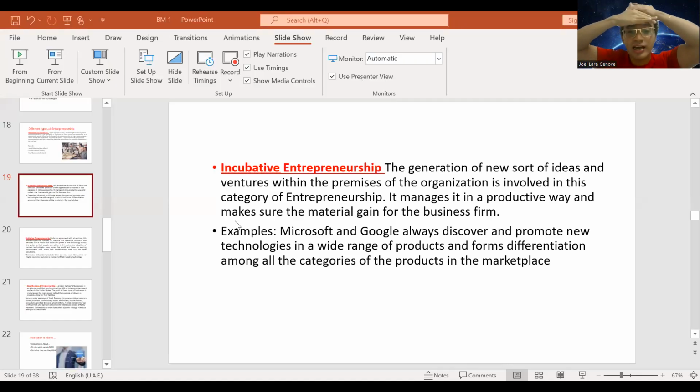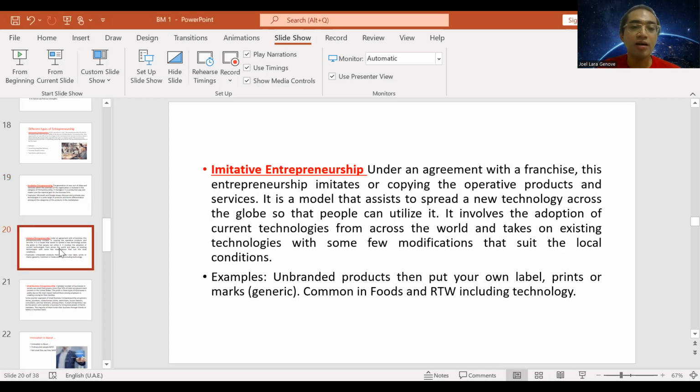Let's continue our discussion. Incubative entrepreneurship: the generation of new ideas and ventures within the premises of the organization is involved in this category. It manages it in a productive way and ensures the material gain of the business firm. Example: Microsoft and Google always discover and promote new technologies in a wide range of products. It forms differentiation among all the categories and products in the marketplace. Right now, what's the newest? Metaverse. I'll show you a sample of the Metaverse later.